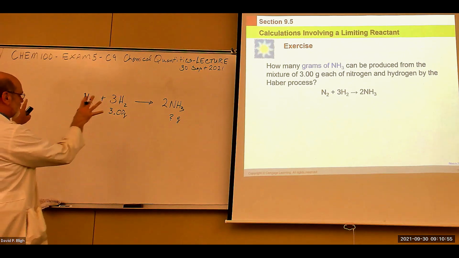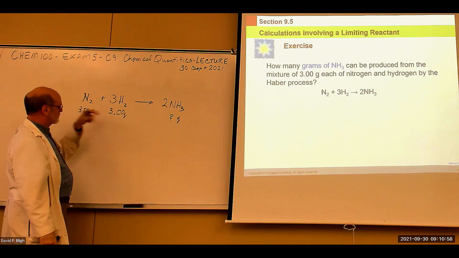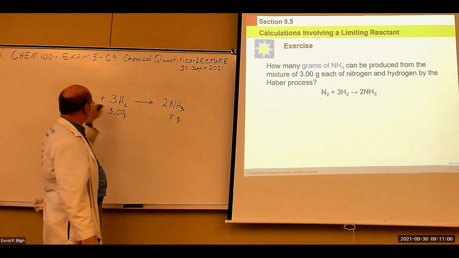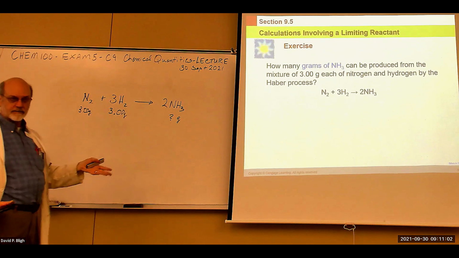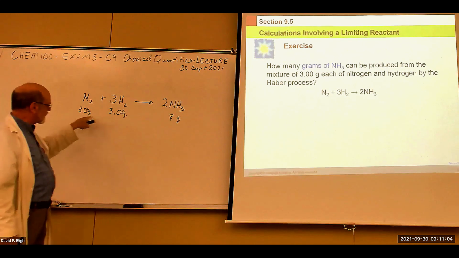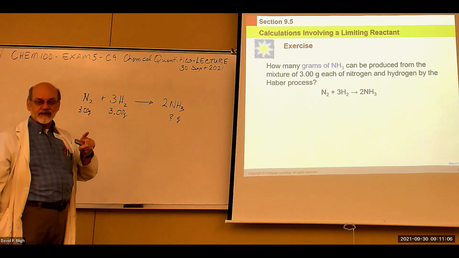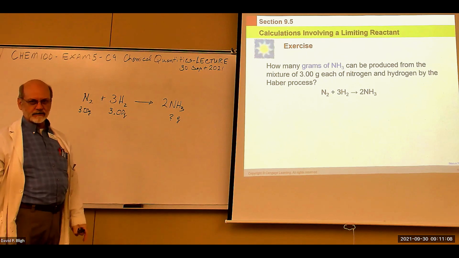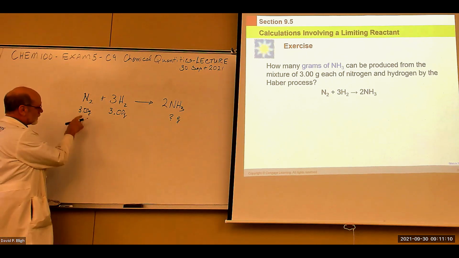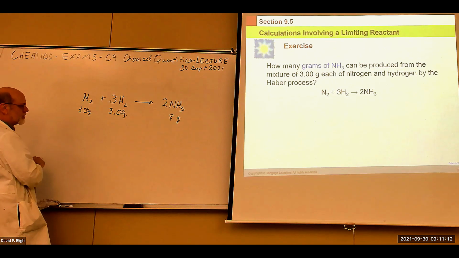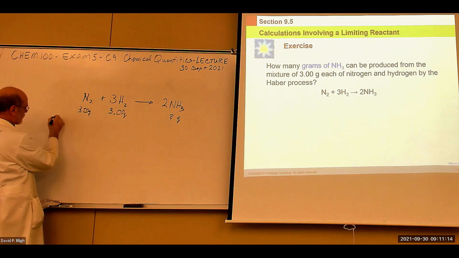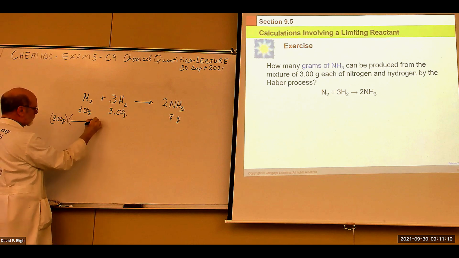Okay, so this is given. Is this balanced? We have 6 hydrogens, 2 nitrogen. It's balanced. So we're given exact amounts. That automatically means we've got to find the limiting reactant. So we need to convert this to moles. How do you do that? Molar mass.